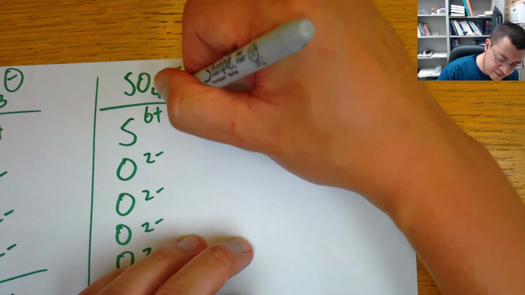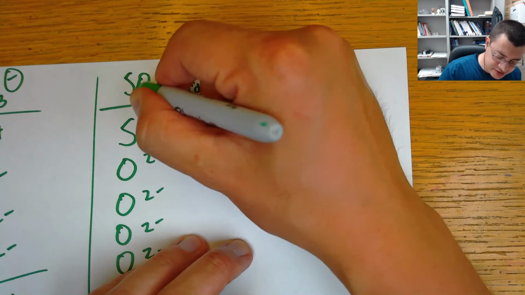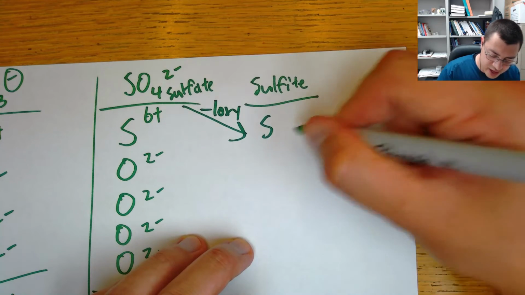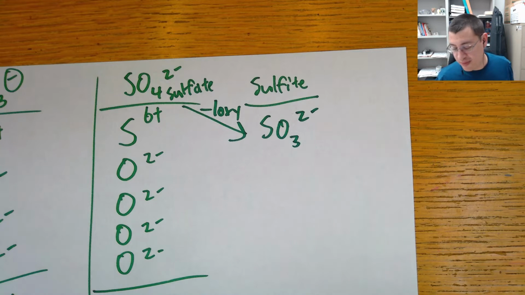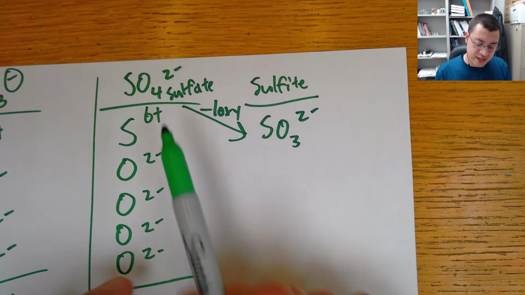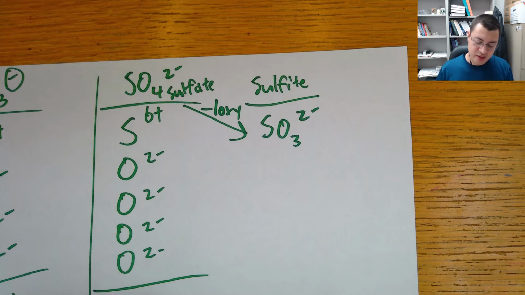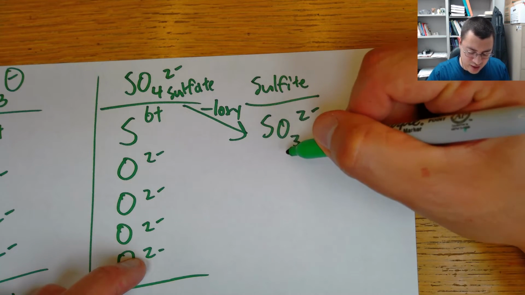So if this is sulfate and I want to know sulfite, I would just take the same sulfate, but I would remove an oxygen and I get SO3 2 minus. The oxidation state method, I must note, only works for the ate ions. It does not work for the ite ions. So learn the ites and then do the ites by hand that way.